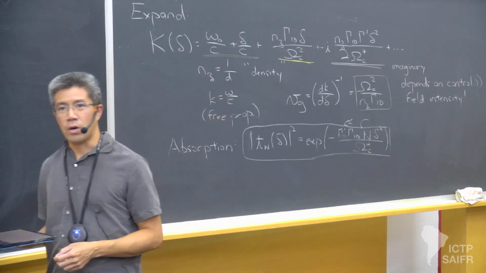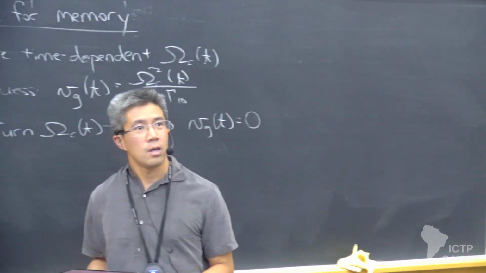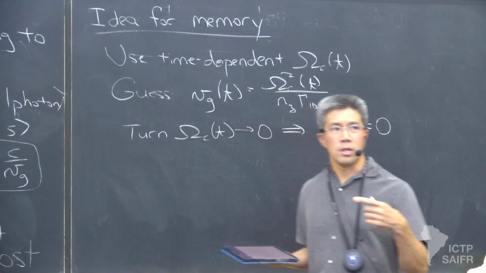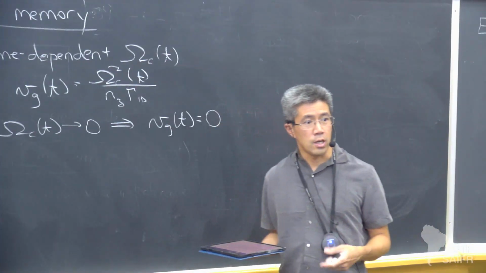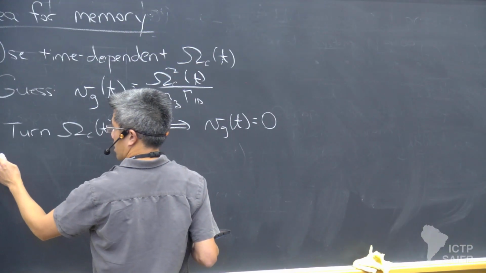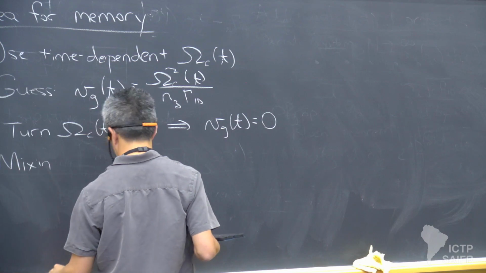Well, what the heck is going on? Is it a photon? Is it literally that I took a photon and I turned its speed to 0? Well, no, because of this argument here that once it's inside the medium, it's actually a polariton. Okay, so the mixing angle, or sorry, let me say.